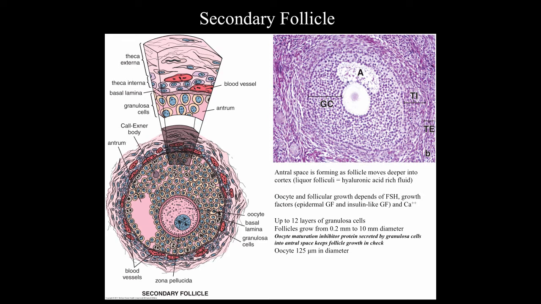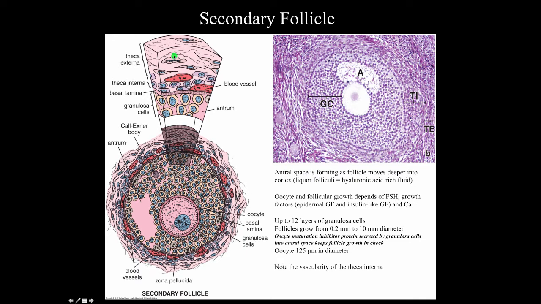These secondary follicles, as we said, might be up to 10 millimeters in diameter, but the oocyte diameter is only about 125 microns. Not so evident in the histological view, but here is the theca interna and the theca externa. The theca interna is vascularized. It's a little bit hard to see it in this histological view, but the cartoon is showing the blood vessels within the theca interna.